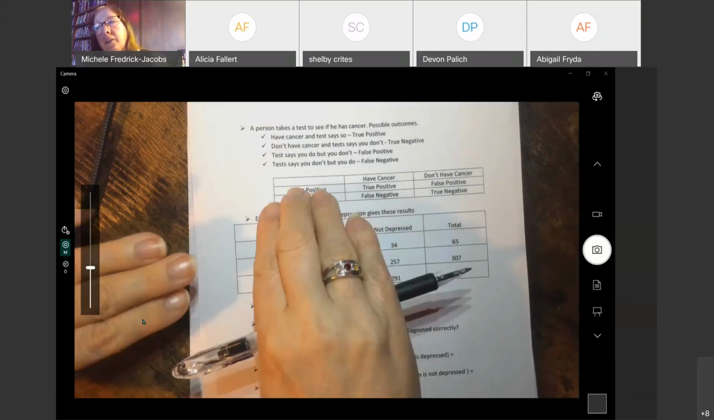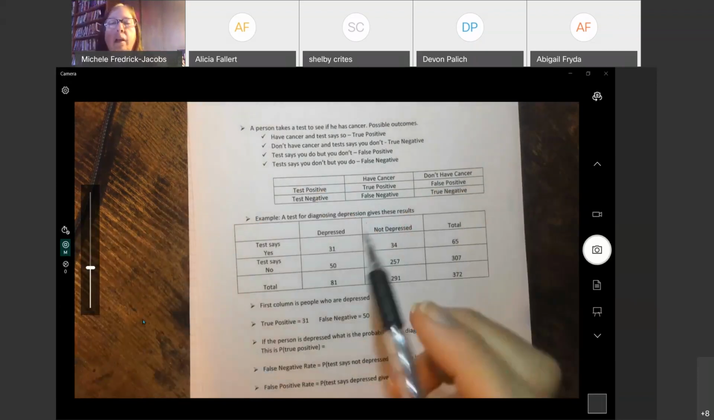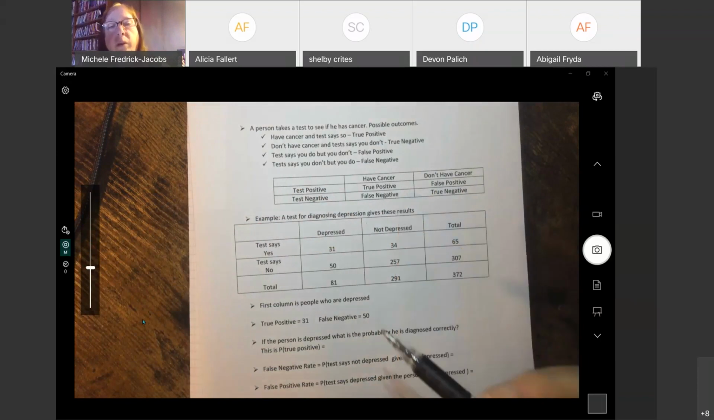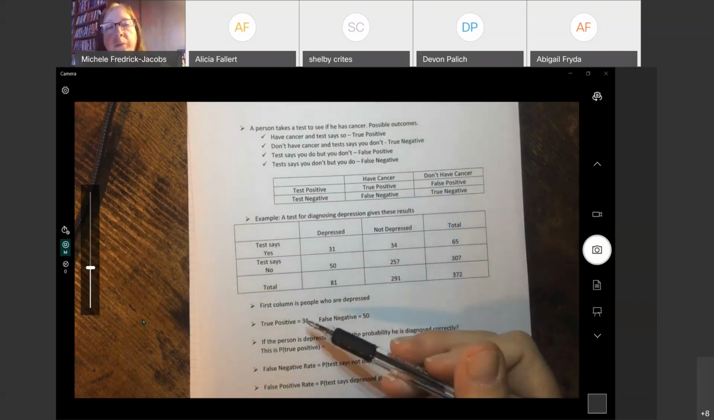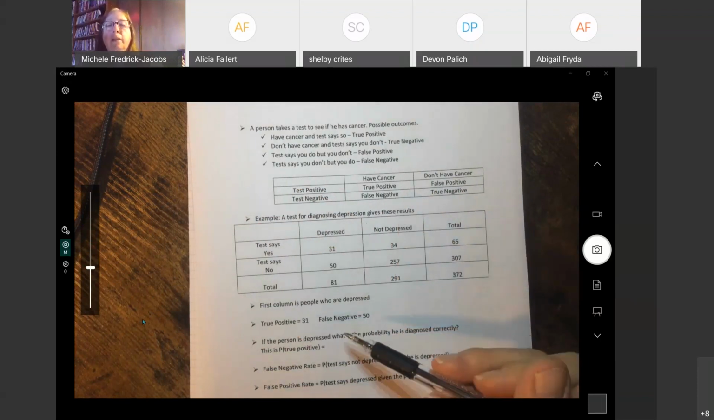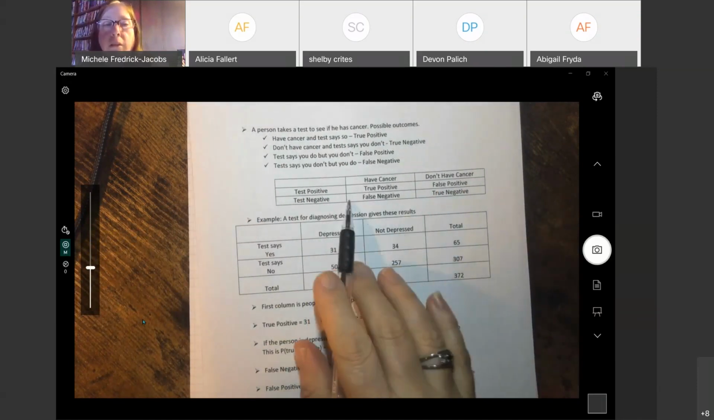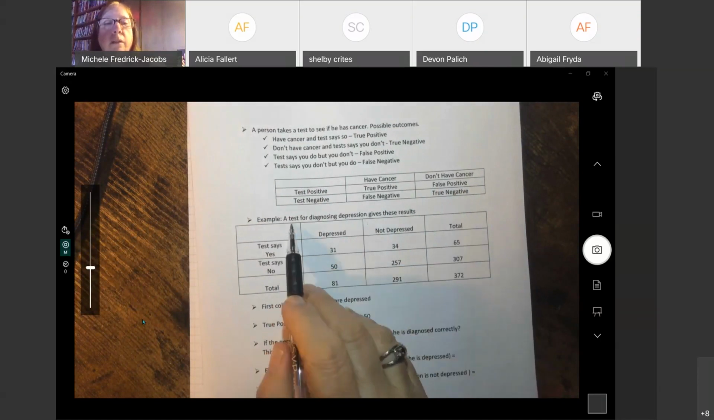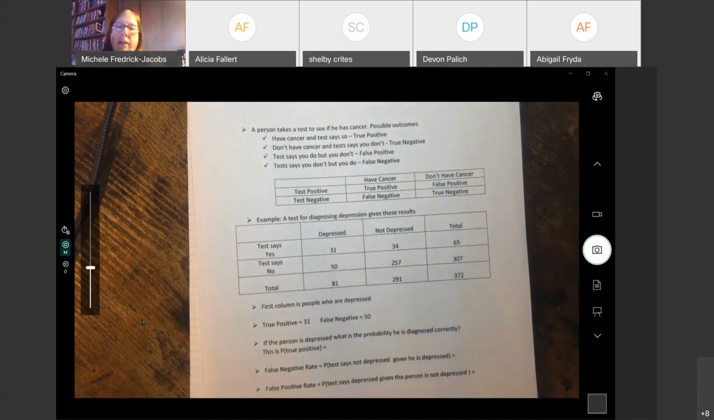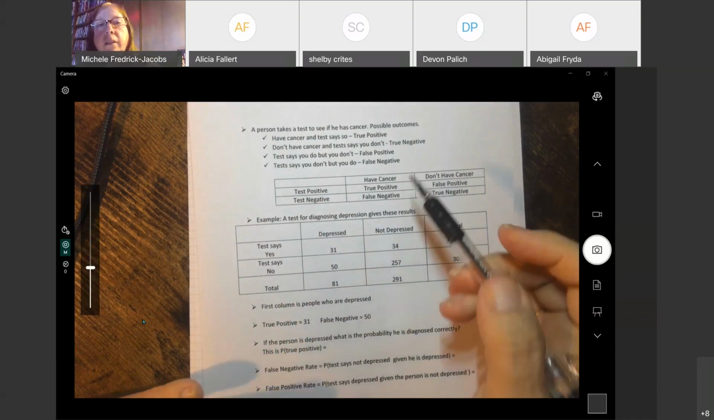Always make the test go across. That way you know right where these are, but it also helps you with some true positive and false negative rates if you make your test go across. Okay, so if we had any questions on that, what these mean?